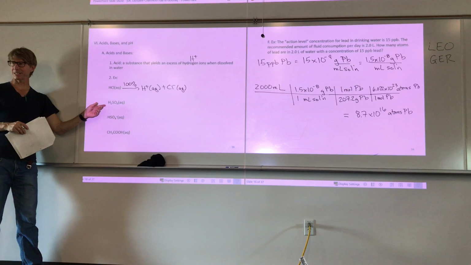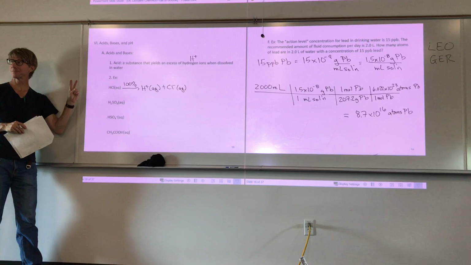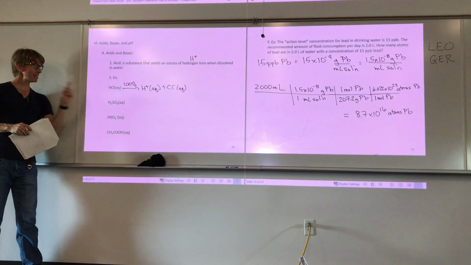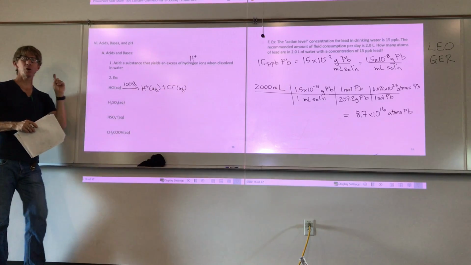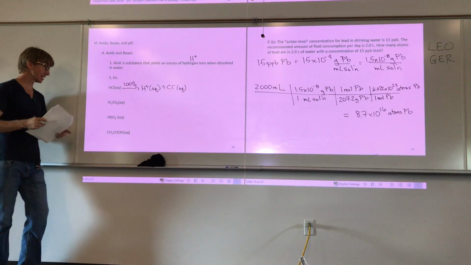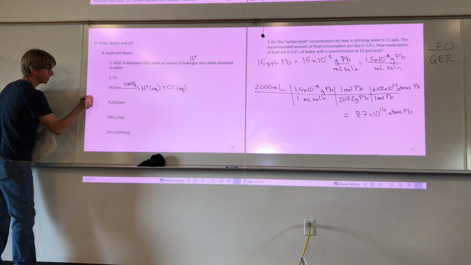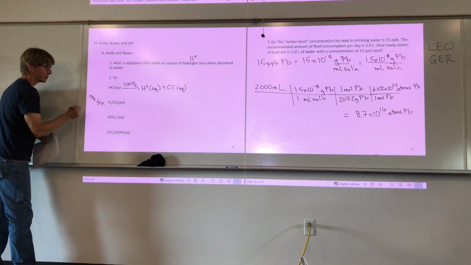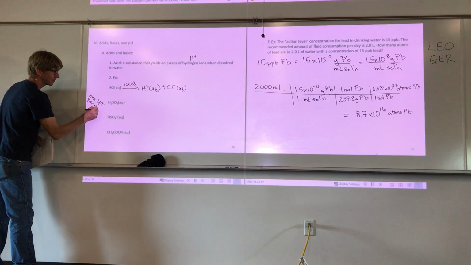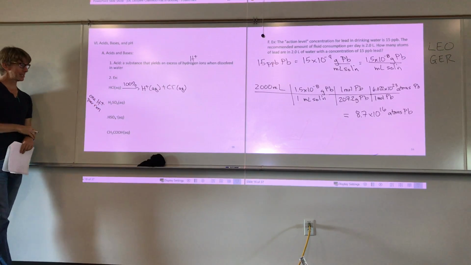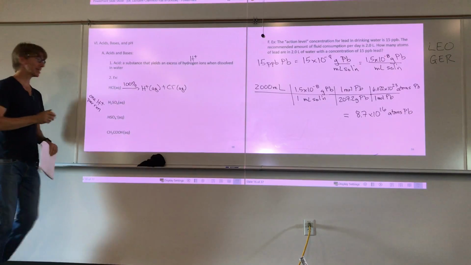H2SO4, strong or weak acid? Strong acid. H2SO4 is also what's called a diprotic acid. Di meaning two, protic meaning protons, which are really just H+. When you write these reactions, you always do one proton at a time, or one H+ per reaction. Let me show you what that looks like.